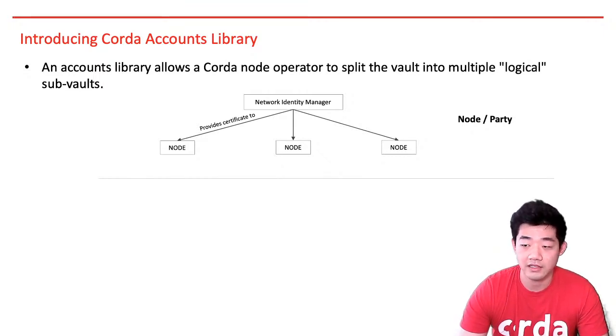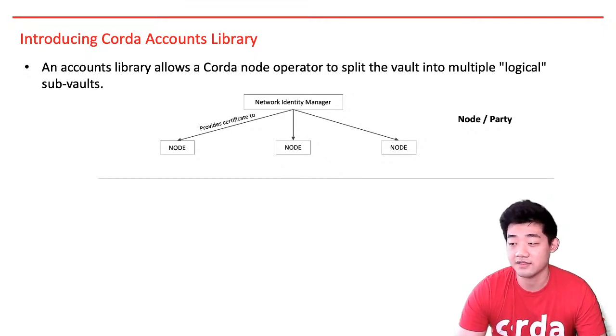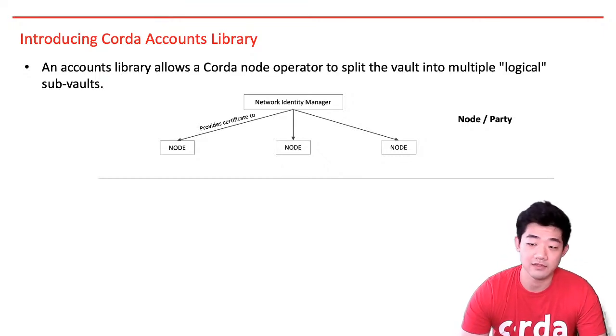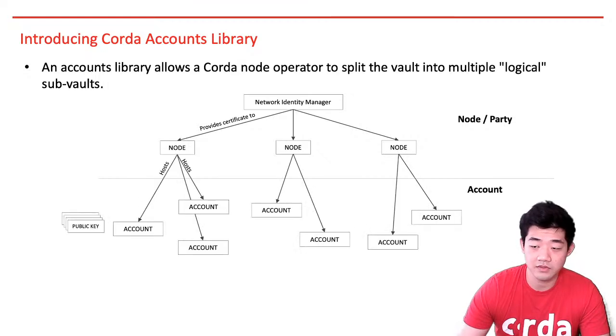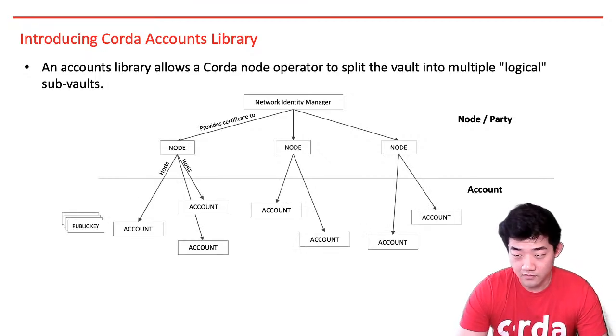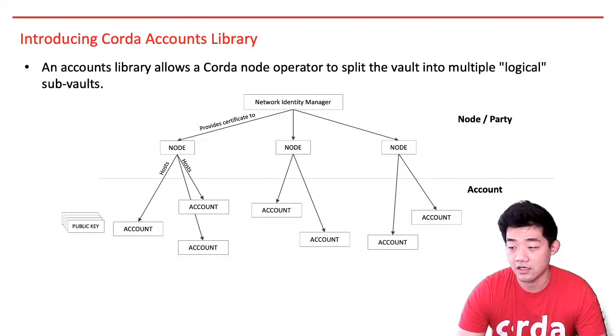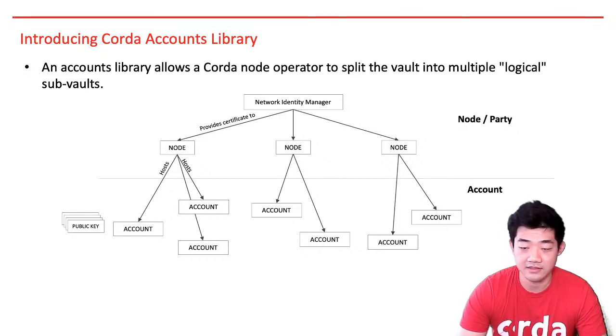So what are we looking at here? If you attended our previous session, you can see the picture of a simple Corda network. We have a network identity manager and some nodes. Then what's the next step? With the accounts library, we can create accounts that are hosted by these existing nodes.